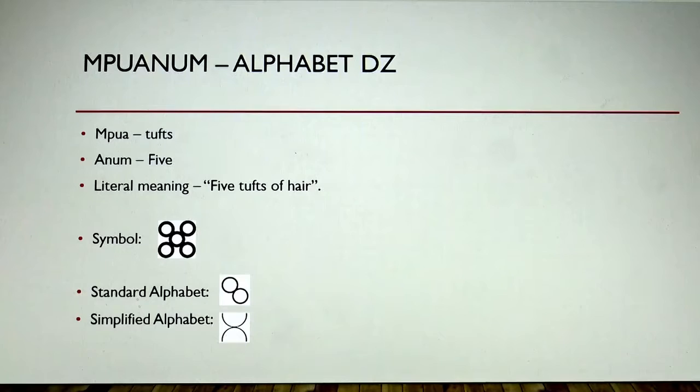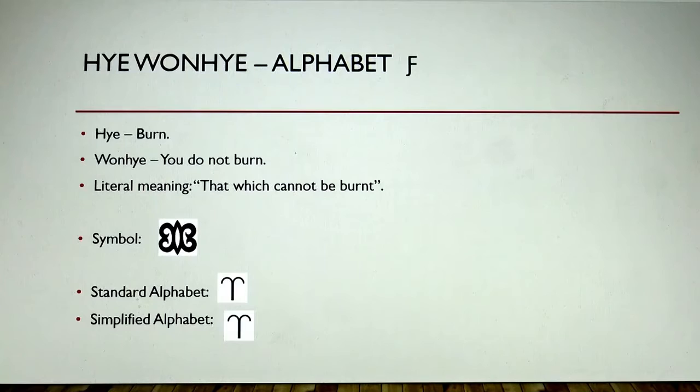Mpuannum is alphabet DZ or Z. Mpua, tuft. Nnum, five. The remaining, five tufts of hair. This is the symbol. These are the alphabets. Twe, one. Twe is alphabet F with a tail. Twe means bend, ne, do not bend. The remaining, that which cannot be bent. This is the symbol and this is the alphabet.